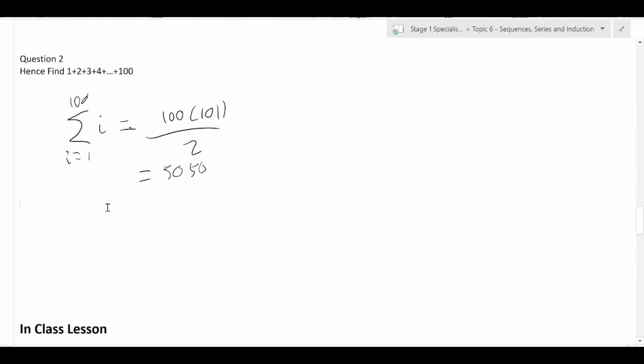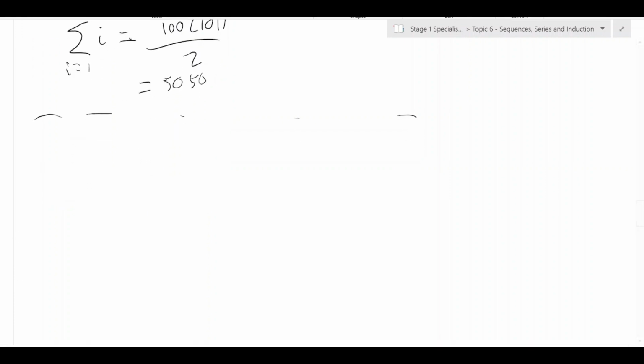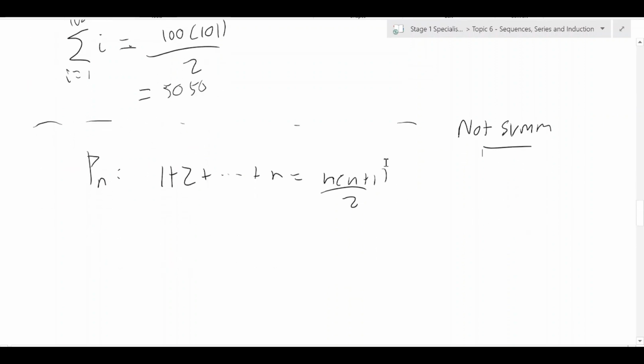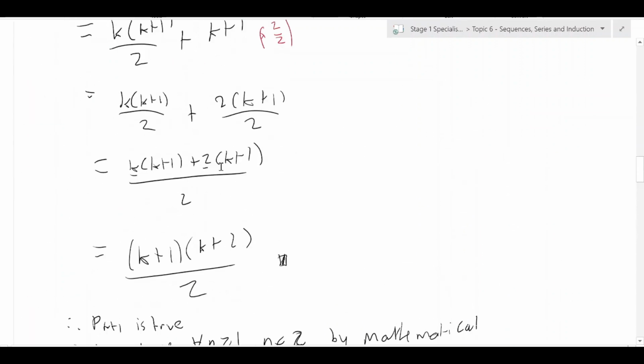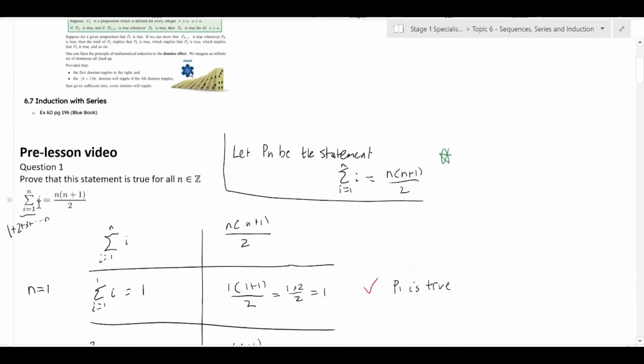Okay, so the video is over now. So if you did understand that summation proof, don't feel like you have to keep watching, but I will prove it using just not summation stuff. So P(n) would be the statement 1 plus 2 plus all the way up to n equals n(n plus 1) over 2. So this is not summation. It's using the dot dot dot notation. And you can see that's equivalent to what they're asking us to prove here.